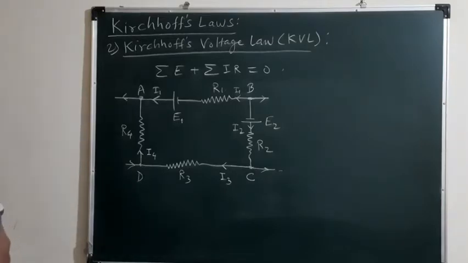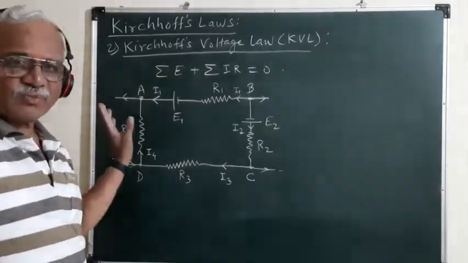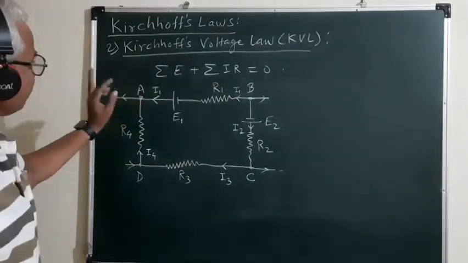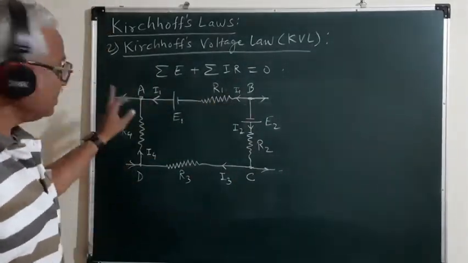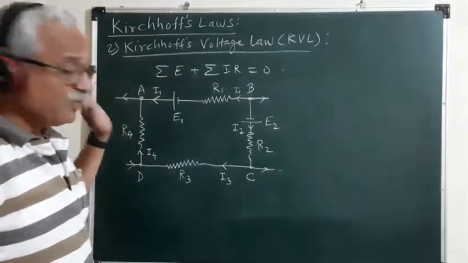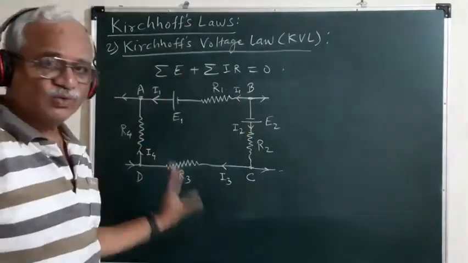Now we want to find out the values of these currents I1, I2, I3, I4 flowing through these different branches of this given network. Here A, B, C, D is the closed loop or a mesh, and we want to apply Kirchhoff's voltage law to this closed loop.